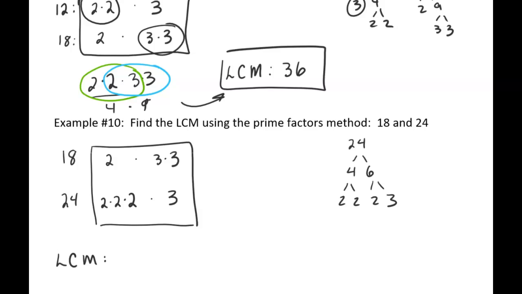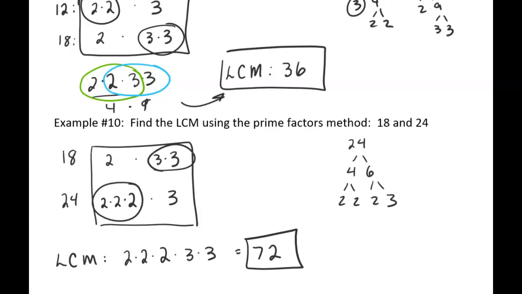Okay, I'm going to have the most number of times it appears in the column. So I need three 2's, and I'm going to need two 3's. And that's going to be 8 times 9, which is 72. So there's the LCM, 72. All right, you can think about that. 18 times something is 72. You could divide that out on a calculator if you wanted to. It's 4. It's going to be 4. And same thing with the 24.